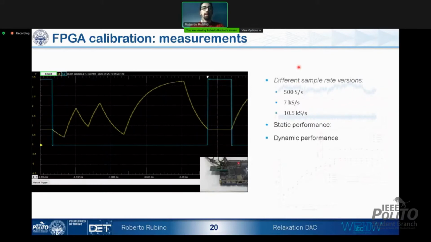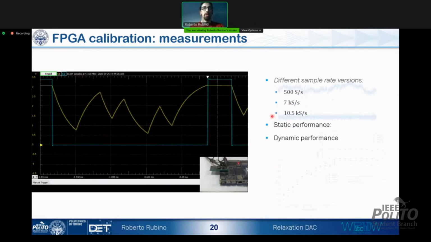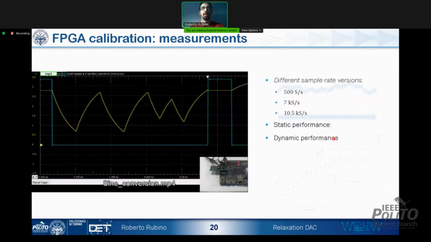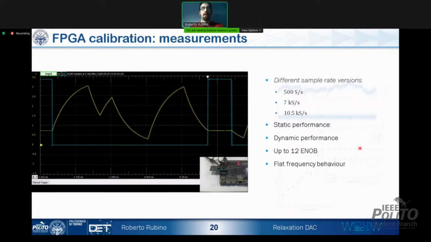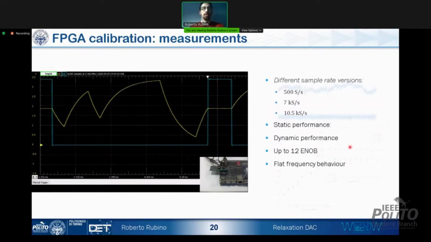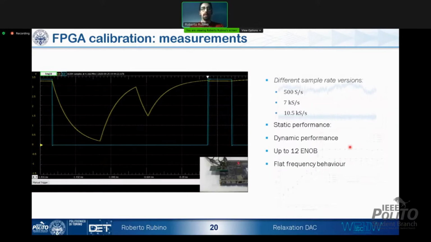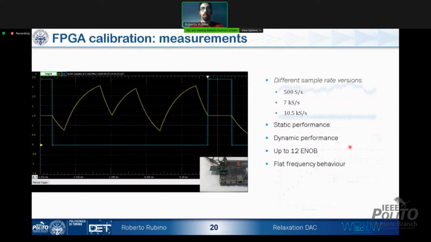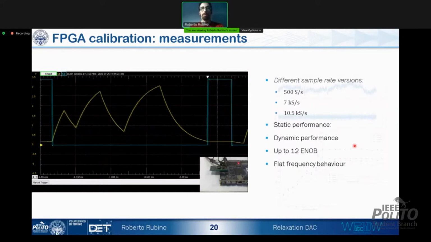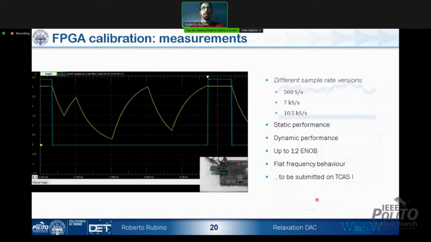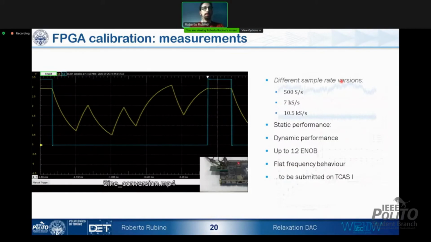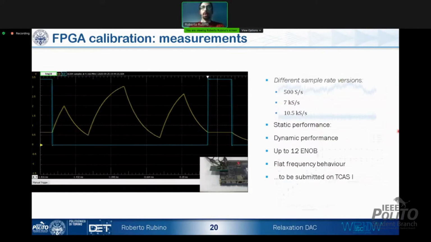So the different sample rate versions have been characterized by both static and dynamic performance, and in the end they provide more than 12 effective bits and a flat frequency behavior. So this converter has a very high linearity across the whole frequency range, up to the Nyquist frequency. The measured results will be submitted to TCAS I, so they cannot be presented here. Thank you for your attention.